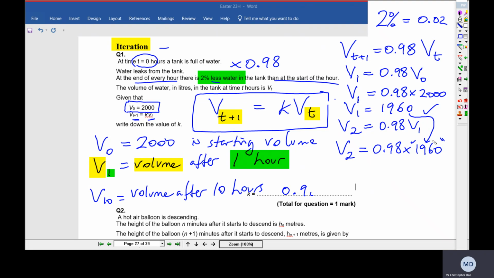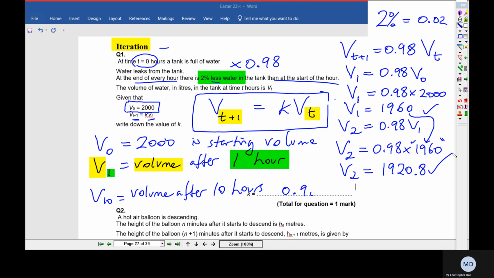So what is 0.98 times 1960? Go on, Harry. 1920.8. Tick for that. That should be your second mark. Could you try and get V3 yourself? What would V3 be? Could you do V3 yourself? And then I will show you a way to do that slightly faster.